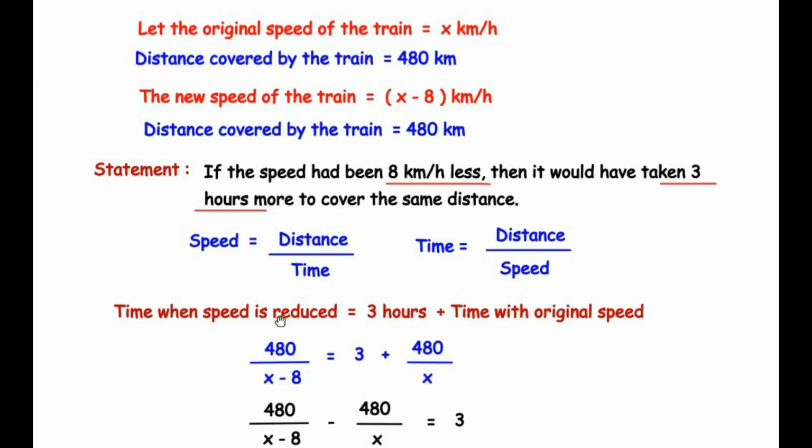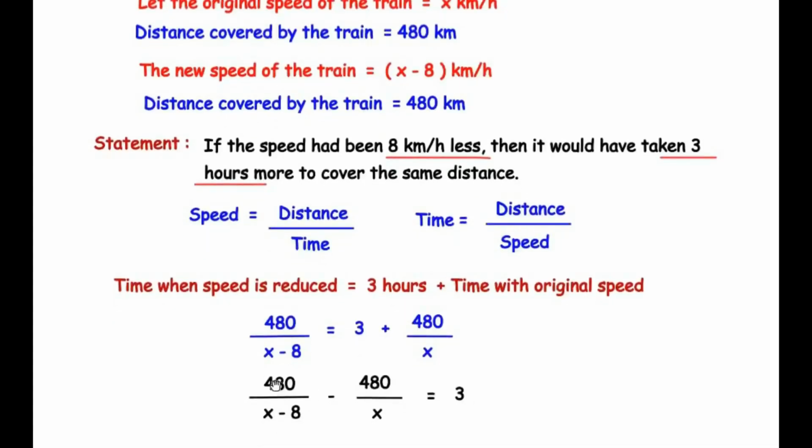So time when speed is reduced, the fraction becomes distance over speed. Distance is 480 kilometers over the reduced speed x minus 8 is equal to 3 hours. So we have written 3 here plus now time with original speed becomes distance over speed. Distance is again 480 over the original speed was x. So once we have framed this equation, let us take 480 over x on the left hand side. So here we have written 480 over x minus 8 minus 480 over x equal to 3.